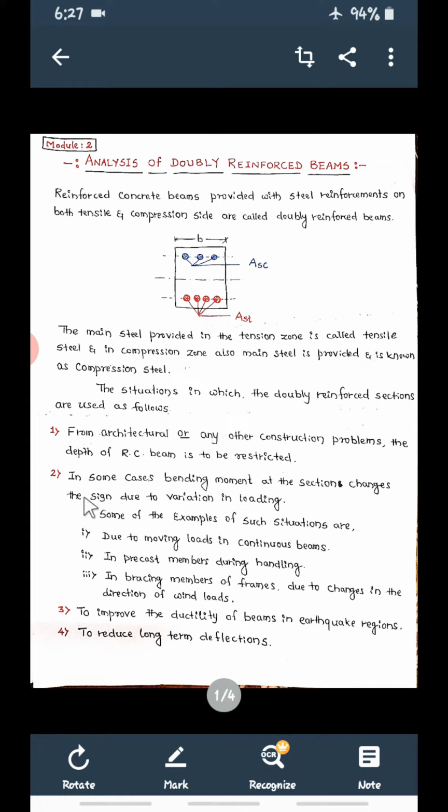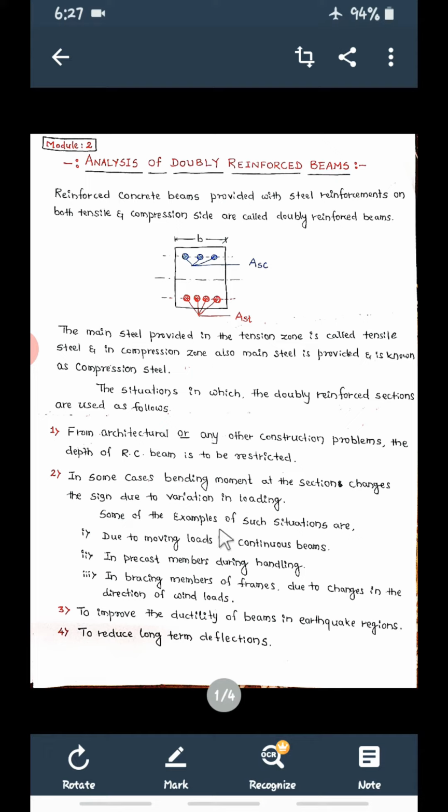Second, in some cases the bending moment at the section changes. Suppose there is a change or variation in the bending moment, then we need to provide this doubly reinforced beam.